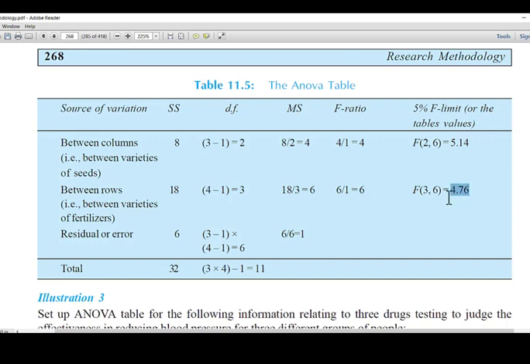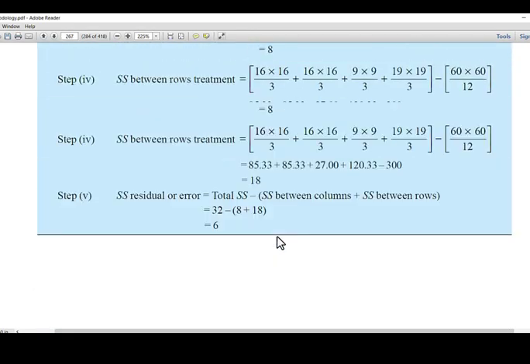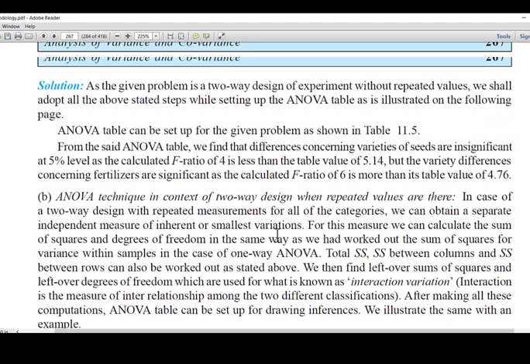Here is an important observation. Between varieties of seeds, as a source of variation, the calculated value of F ratio is less than the critical value of 5.14 for the given 5% level of significance. But for the other source of variation, between varieties of fertilizers, the calculated value of F ratio is more than the critical value from the table, that is 4.76. So from this, what can we conclude?